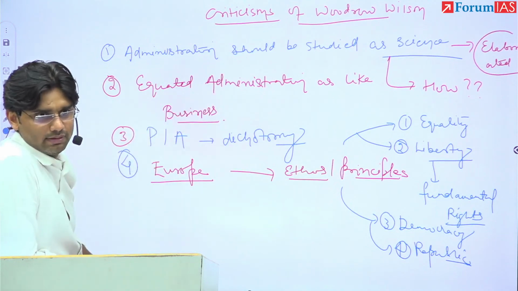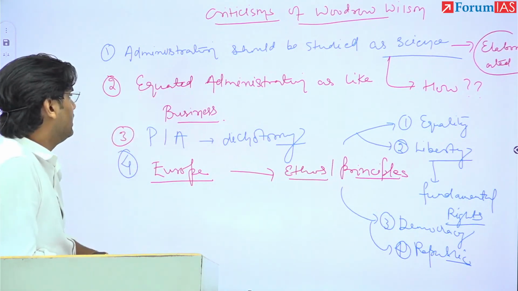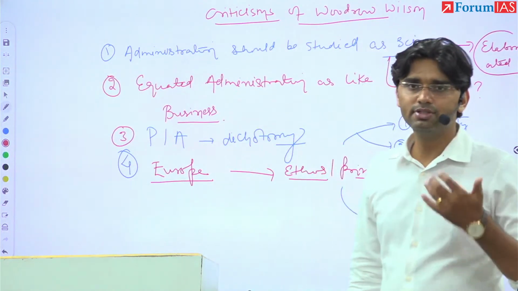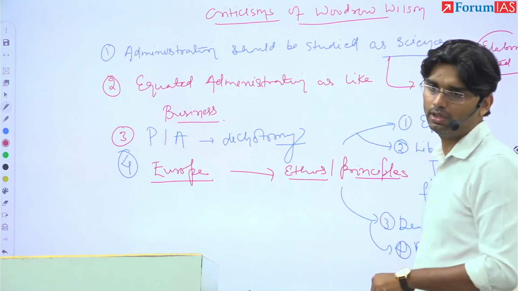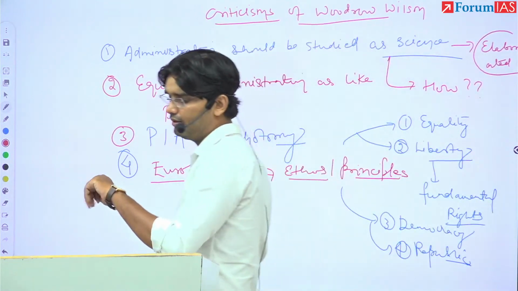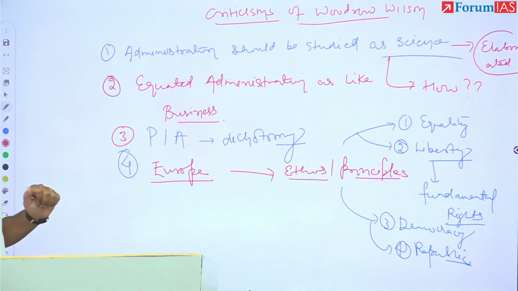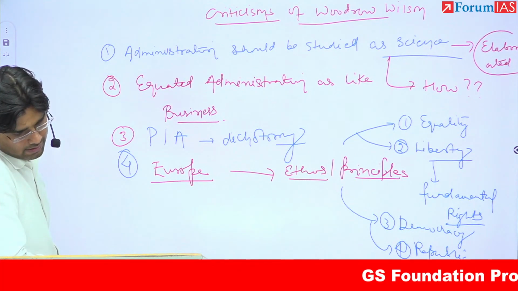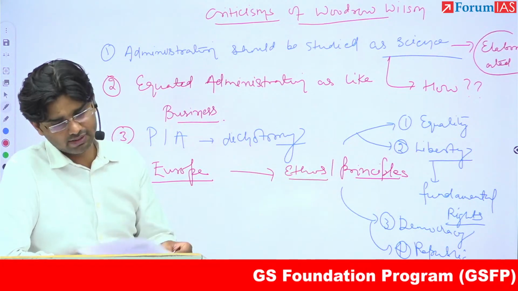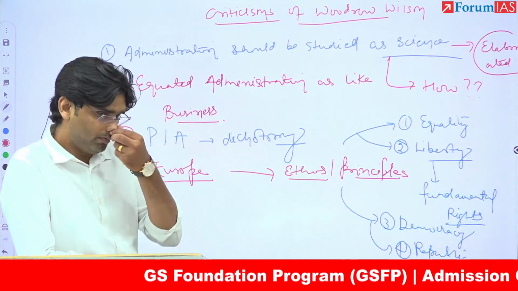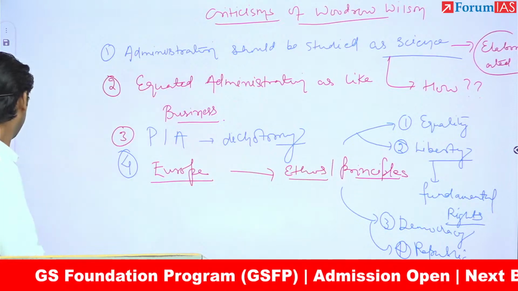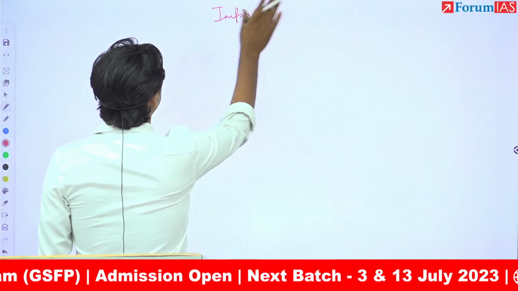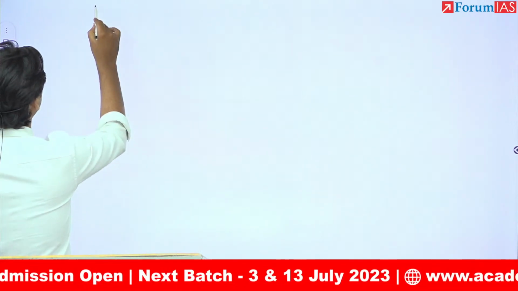This is analysis, right? Number two, he equated administration with business. I told you that is not possible because he himself belonged to the progressive era and the thinkers were against corporate monopoly. Dichotomy, I told you. What else? Okay. Everything is written in your handout. Now come to the impact of Woodrow Wilson. Impact of Woodrow Wilson on public administration.